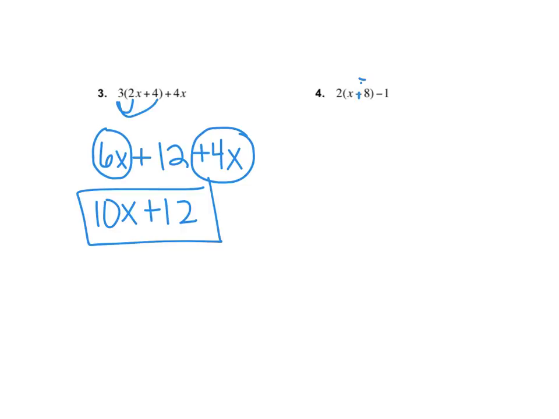And then minus 1. And remember, when you've got this, the only things that are multiplied are the things that are in the parentheses right next to that 2. So I'm going to take my 2 times my x, and I'll have 2x.